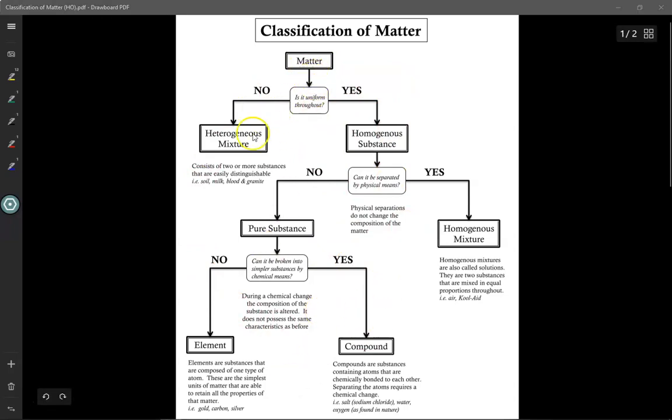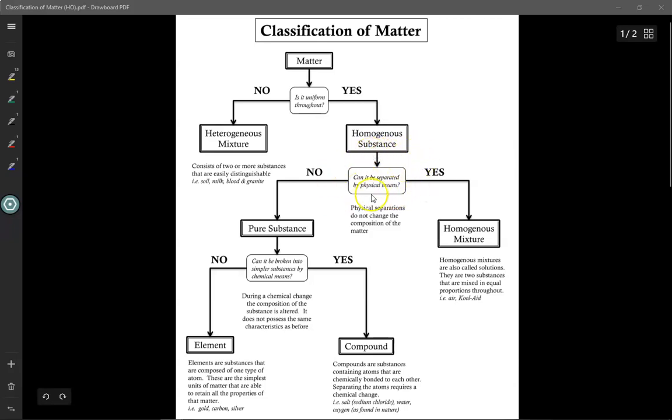Matter can be divided into heterogeneous mixtures or homogeneous mixtures. Heterogeneous mixtures are more easily separated, and it's obviously a mixture. We can tell the difference between the different parts. Whereas a homogeneous mixture is uniform throughout. You can't tell apart the different components, nor is it easy to separate them.